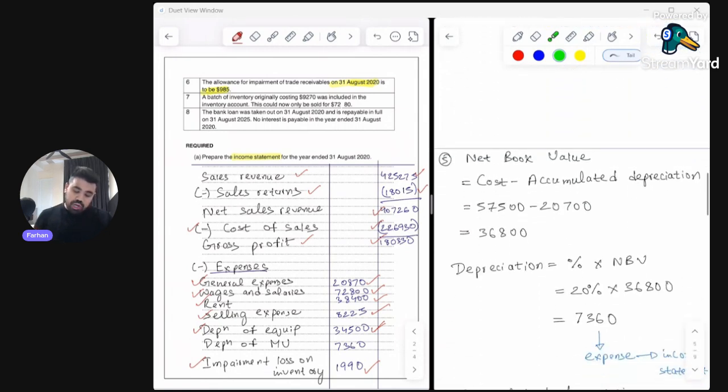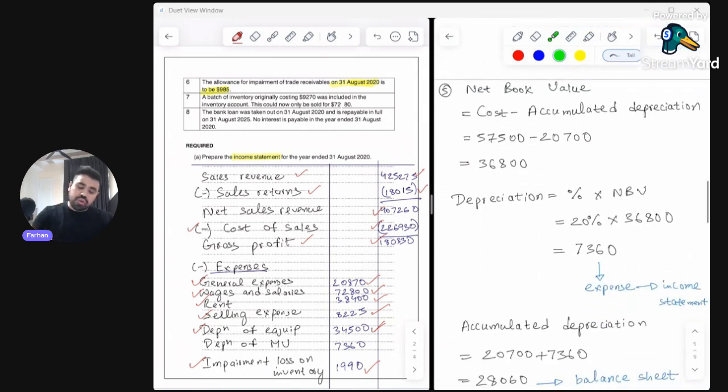Then we have got the depreciation of motor vehicles using the reducing balance method, which was $7,360. So you can see I've included depreciation of motor vehicles. Again, I've written in short, but make sure to write the full form in the exam, and that is $7,360. Okay. All right. So all the total expenses are taken care of.